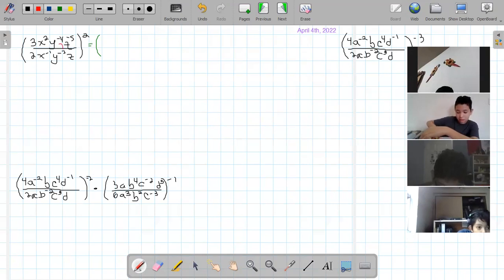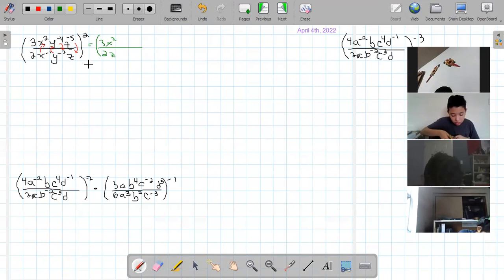This y should go to the denominator, and this z also should go to the denominator. Now, from the denominator, this x should go to the numerator, and this y should also go to the numerator. So that's what we're going to do first. We copy the 3 and the variable x squared, because that's already positive, and in the denominator, we copy the 2 and this z that's already positive as well.